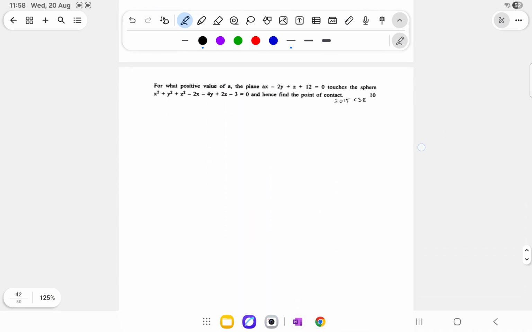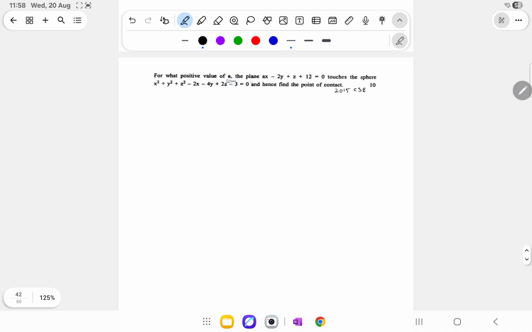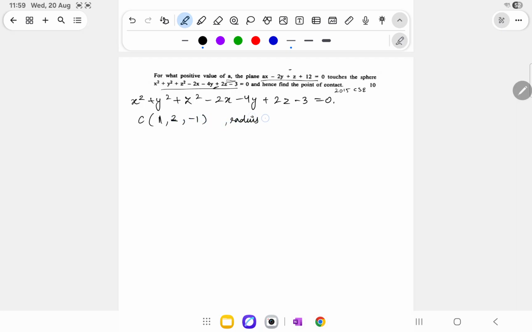The next question says: for what positive value of a does this plane touch this sphere? If the plane touches the sphere, then the radius must be equal to the perpendicular distance from the center of the sphere to the plane. We'll use that logic. My equation of sphere is x square plus y square plus z square minus 2x minus 4y plus 2z minus 3 equals 0. So my center of sphere will be (1, 2, minus 1), and my radius will be root of (1 plus 4 plus 1 plus 3), which is root 9, basically 3. So 3 is my radius of the sphere.